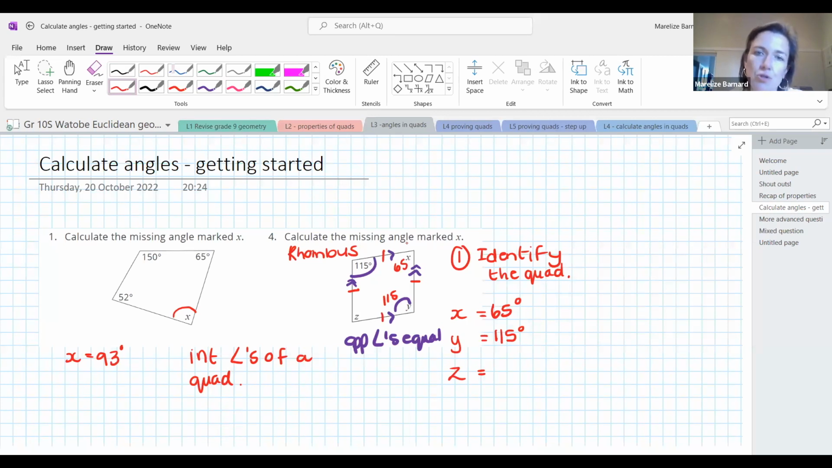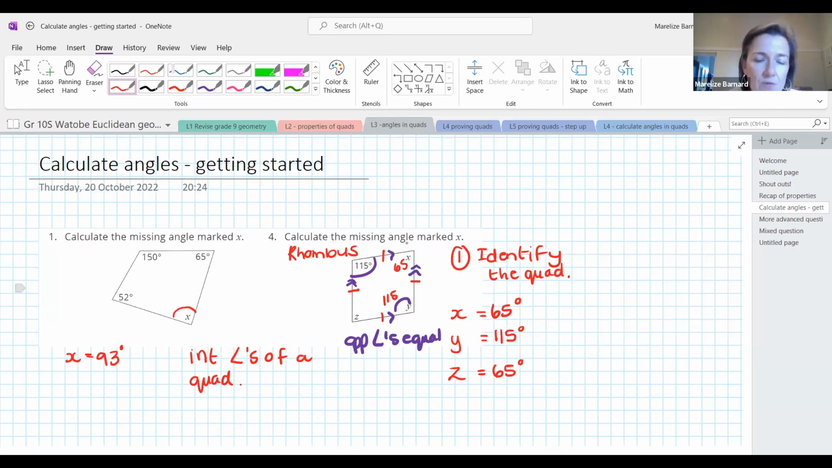Z you can do in two ways now. Give a reason. Nice, Sibonga Musa. Yes, Z is 65. Okay, let's go around again.